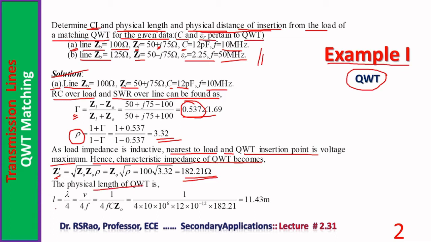Physical length L is lambda by 4, since it is a quarter wave transformer. Lambda is V by F, but V is 1 by root of C Z0. Substituting the values, we get L as 11.43. Note here Z0 prime is actually the square root of the impedances on the input side and output side. On the input side it is the characteristic impedance of the main line, on the output side it is the line impedance at the point of insertion. The point of insertion is voltage maximum. At voltage maximum, line impedance is Z0 rho. So using that aspect, Z0 prime is calculated.